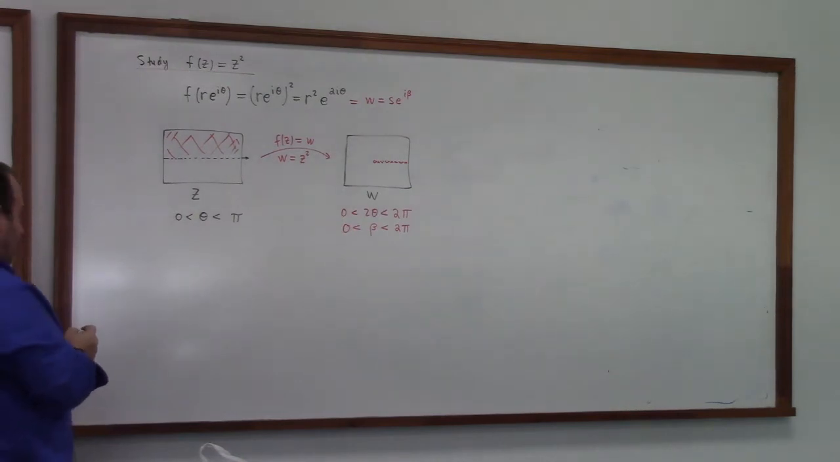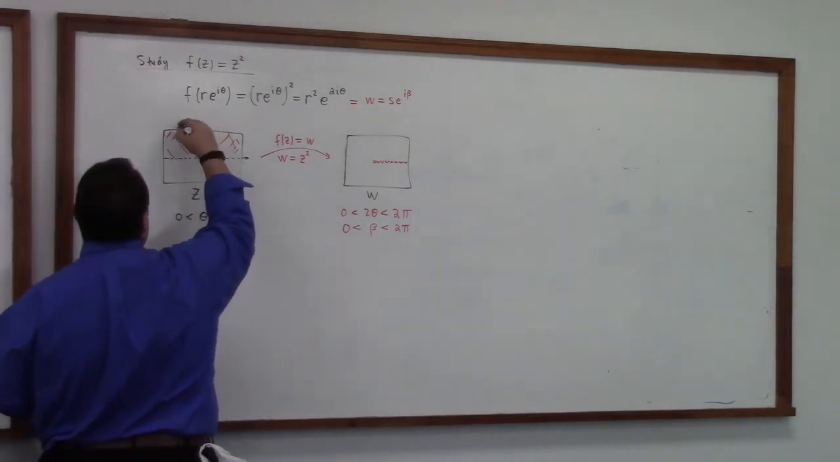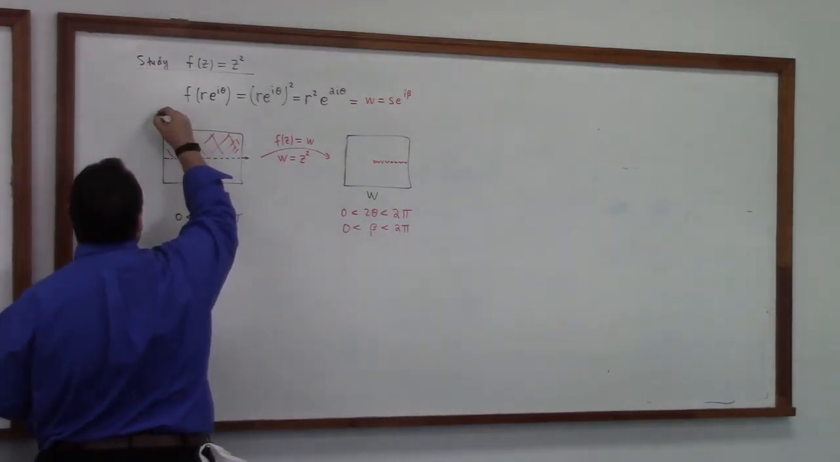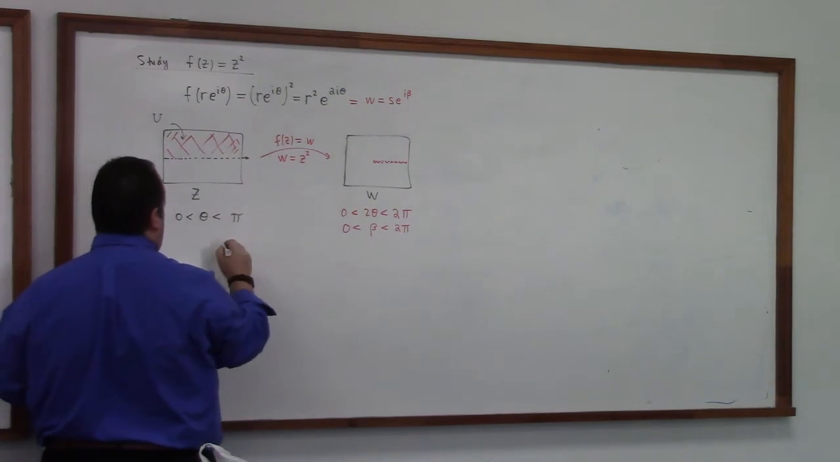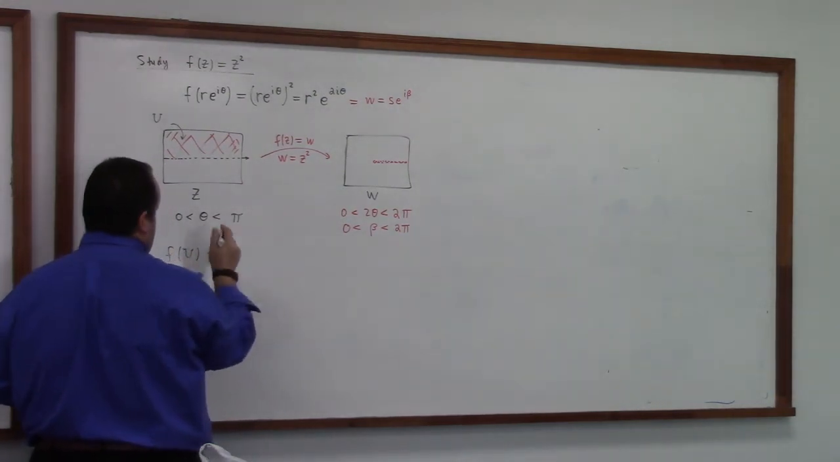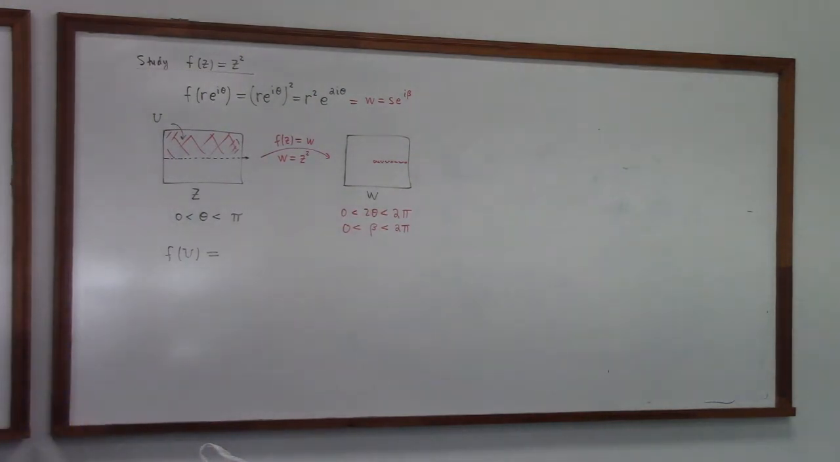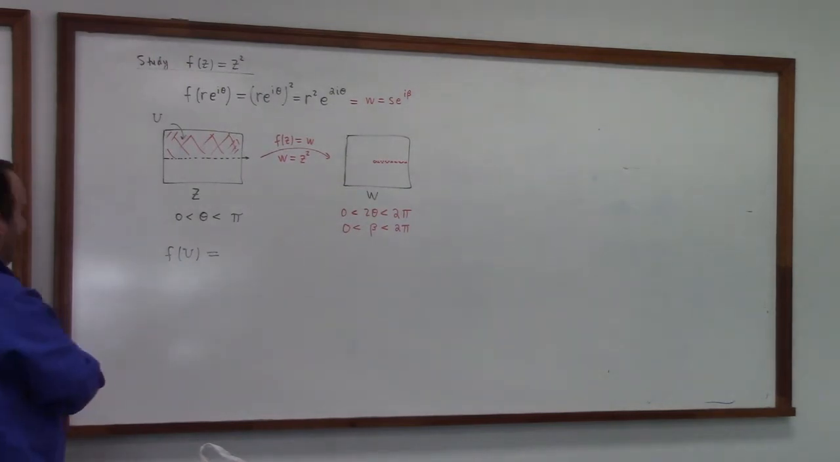Anything that's not that one. Right. So if I call this upper half plane, say U, then what I have is that f of U is equal to what? Well, it's the slit complex plane, isn't it? It's C plus.